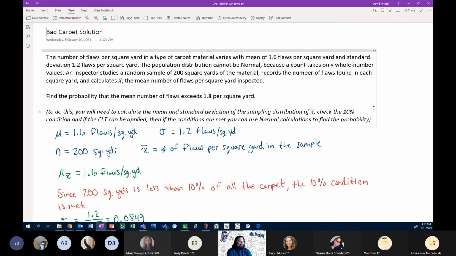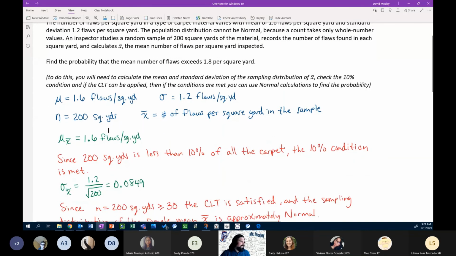An inspector studies a random sample of 200 square yards of the material, records the number of flaws found in each square yard, and calculates X bar, the mean number of flaws per square yard inspected. We want to find the probability that the mean number of flaws exceeds 1.8 per square yard. To do this, we need to calculate the mean and standard deviation of the sampling distribution of X bar, check the 10% condition, and see if the CLT, central limit theorem, can be applied. Then, if those things are met, we can use normal calculations to find the probability.